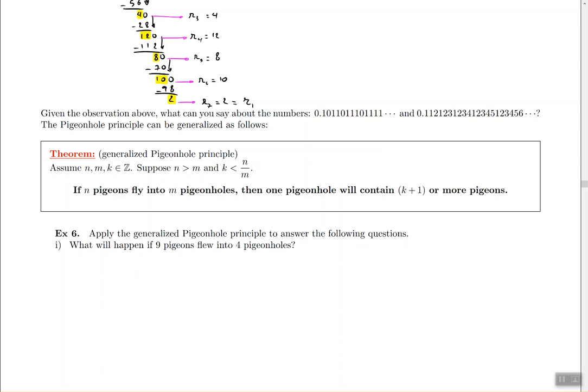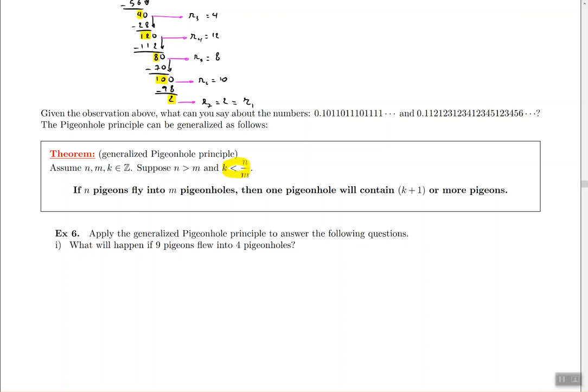Let's take a look at the generalized pigeonhole principle. This is the same kind of idea as the regular pigeonhole principle, but this one is a stronger result. It actually gives us a better guarantee, if you want. So suppose that m, n, and k are all integers, and again, suppose that n is larger than m. These are the same conditions that we had in the first pigeonhole principle.